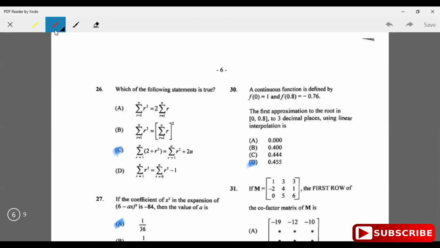Option A cannot be true. The sum from 1 to n of r squared, we know, is given by the formula n times n plus 1 times 2n plus 1 over 6. And it's clearly not going to be equal to 2 times the sum from 1 to n. So this one is out. Option B is not going to be true because the sum from 1 to n of r squared, as we know, is n times n plus 1 times 2n plus 1 over 6.